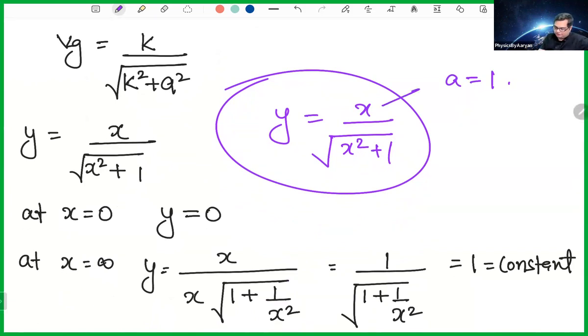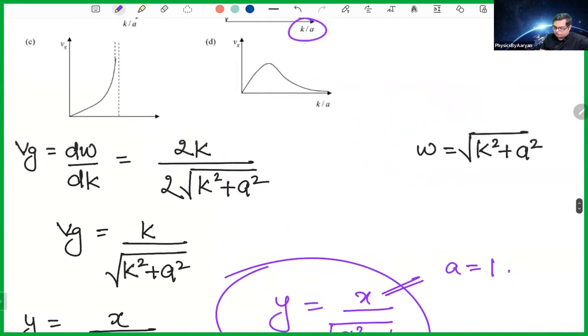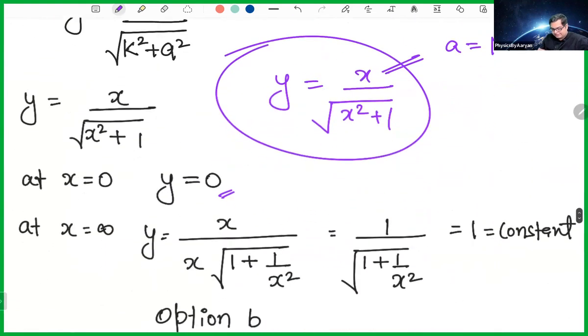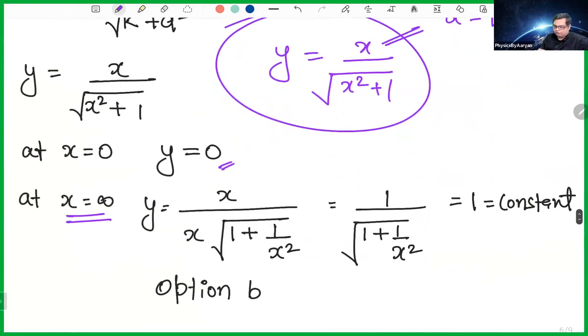So if x is 0, y will be 0. So the graph should start from 0. Every graph is starting from 0, so it does not give me any additional information. But what will happen if x is infinity? If you directly put infinity, you get infinity by infinity, which does not make any sense.